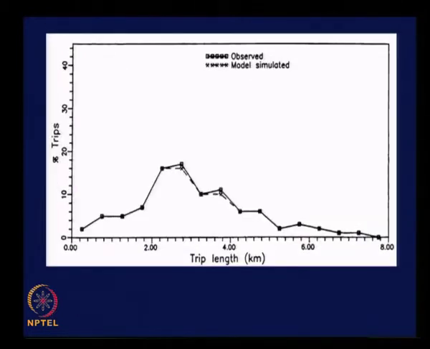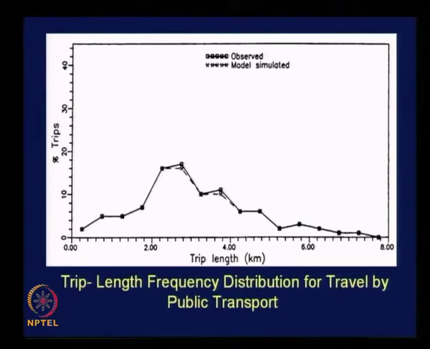This is how the accuracy of calibration by the Bpr method was checked for this particular case, trip length frequency distribution for travel by public transport mode. It is based on the mode used for travel. And you can see some numbers along the x axis, 0, 2.00, 4.00, 6.00, 8.00, and then percentage of trips 0, 10, 20, 30, 40 and so on.